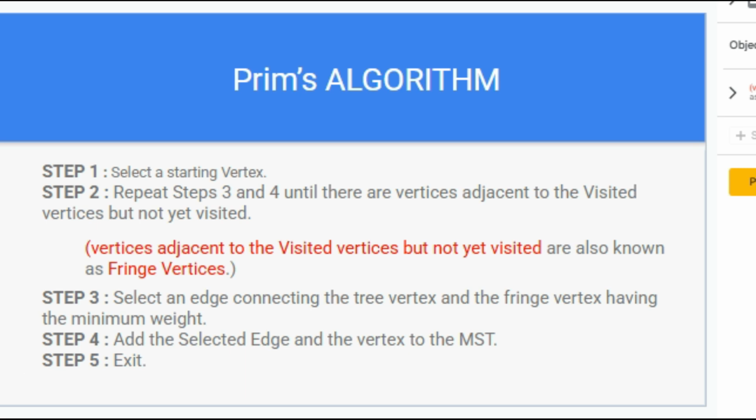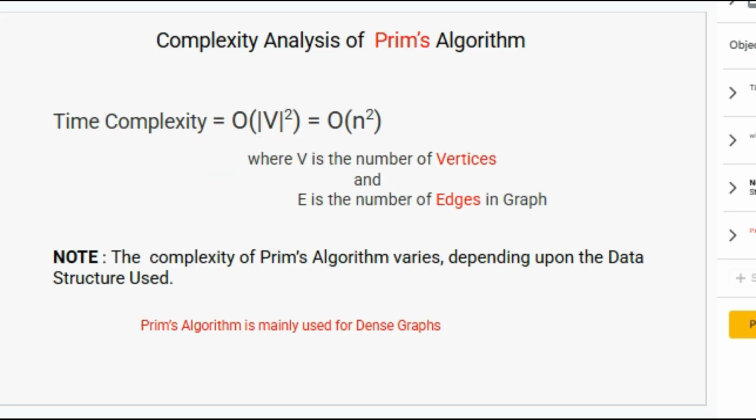Now let's have a quick look at the complexity analysis of Prim's algorithm. The complexity of Prim's algorithm is order of V squared, where V is the set of vertices, or order of E squared, where E is the number of edges in the graph. Why are we saying the complexity is V squared? Because in Prim's algorithm we need to visit every vertex at least once. So if there are 10 vertices, we are going to make that calculation 10 times.